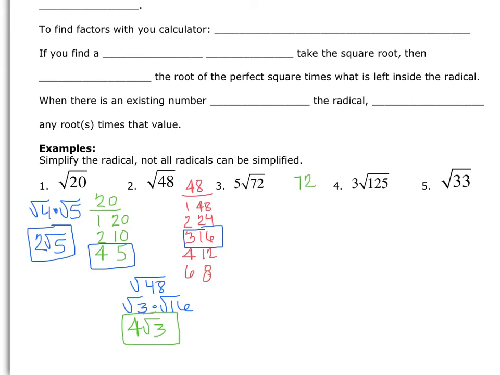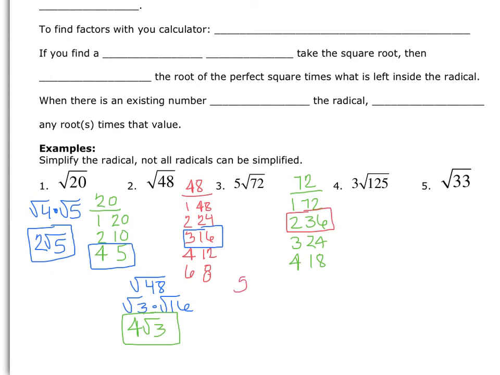So we're looking for factors of 72. 1 and 72, 2 and 36, 3 and 24, 4 and 18. All right, so right away you've got to be able to look at this list, and the perfect square has got to be jumping out at you. So 2 and 36. 36 is the largest perfect square. So you're going to break down this square root.